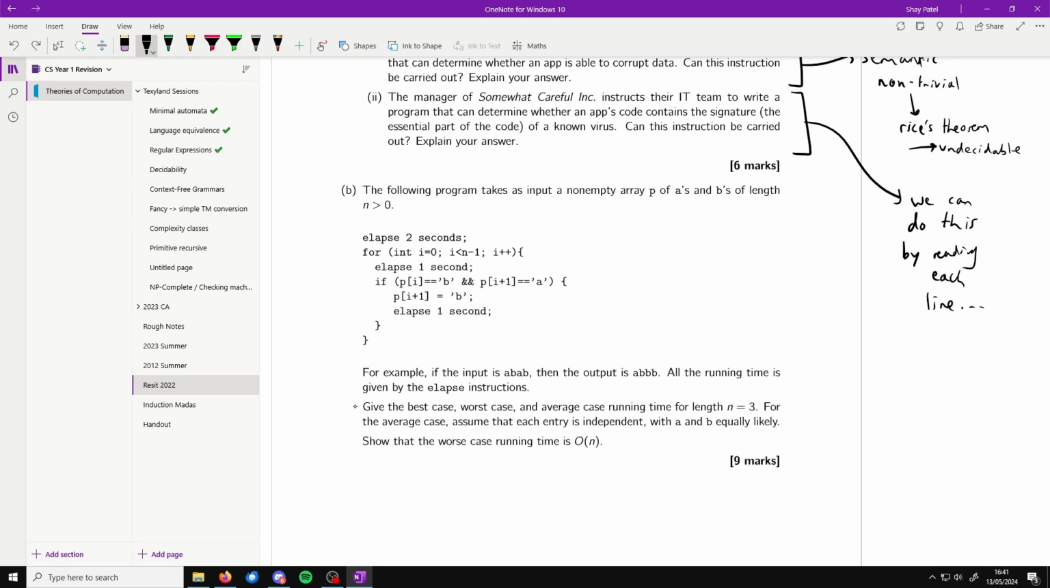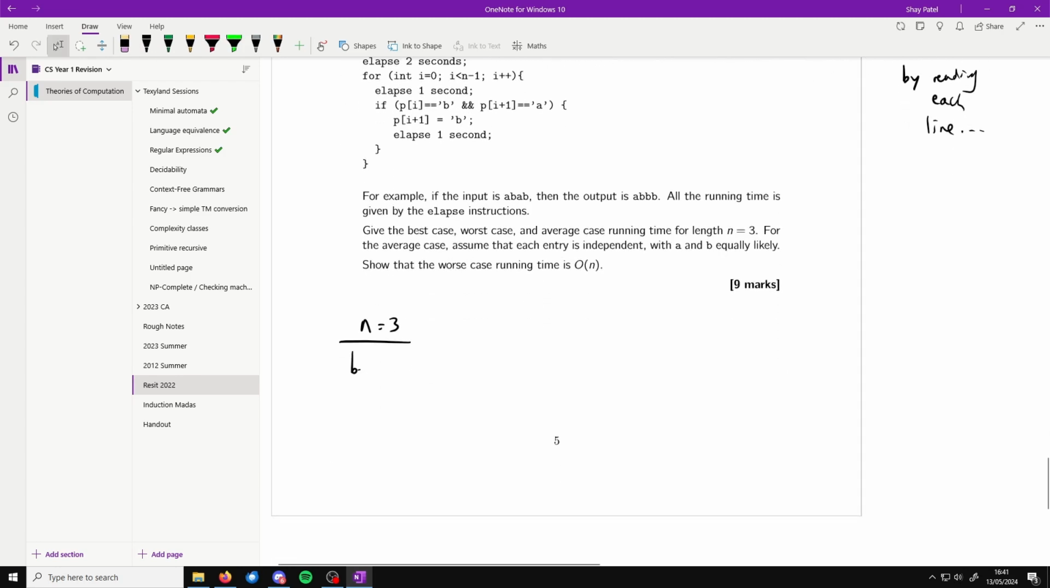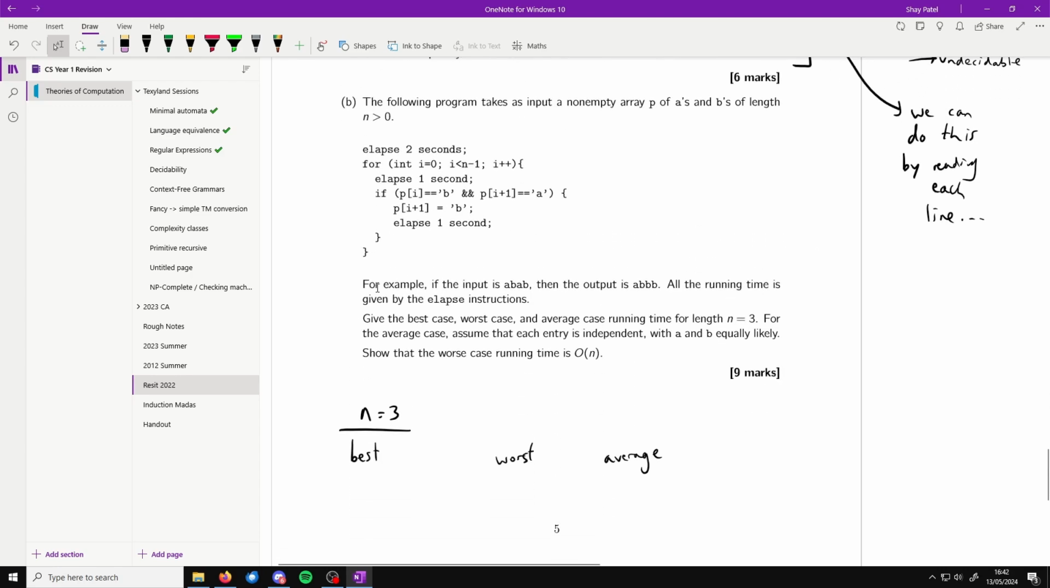Give the best case, worst case, and average case running time for length n equals 3. So for n equals 3, we want to work out the best, worst, and average. The best case is when they're all equal to B, because then we'll never go into this if statement. We just elapse 2 seconds, then 1 second for every character. So 2 plus 3 times 1 second, which is just 5.